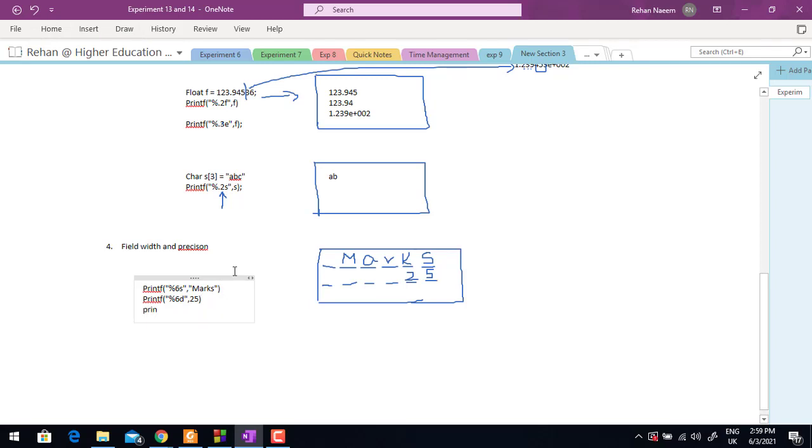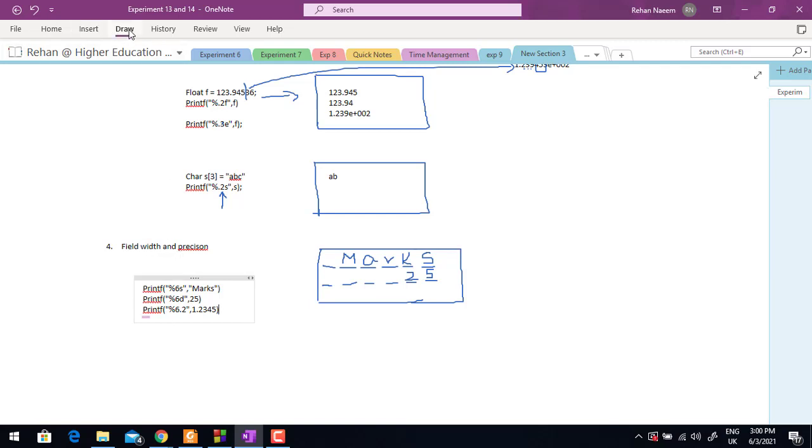If I write printf percentage 6.2 f, and 1.2345. So I have used the precision number, which is 2, and the field width, which is 6, together. I have used both the precision and the field width together.